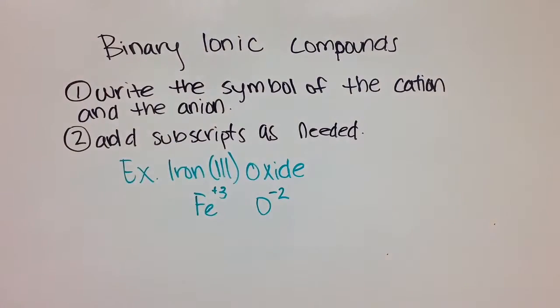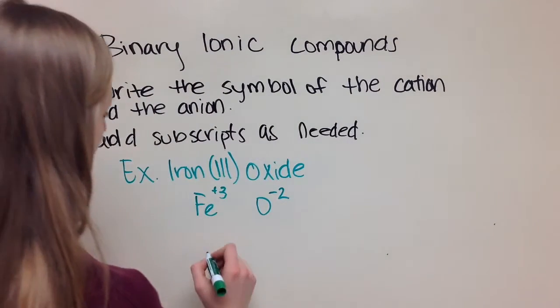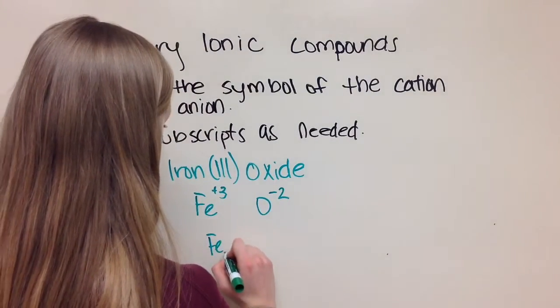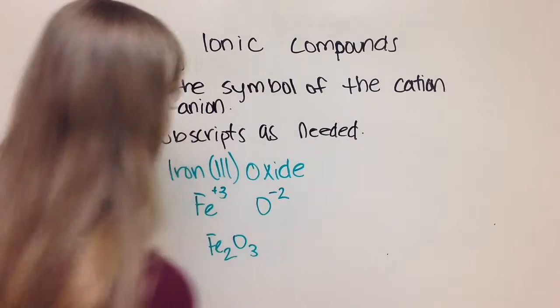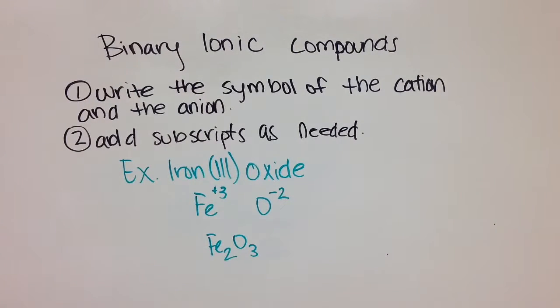Now, again, we can just crisscross, so you have Fe2, which is the charge for oxide, and O3, the charge for iron. So now we have Fe2O3, which also, looking at the charges, we can see that the charge for oxide is now minus 6, and the charge for Fe is now also plus 6. So we know that the charges are balanced, meaning that we know that's a correct formula.